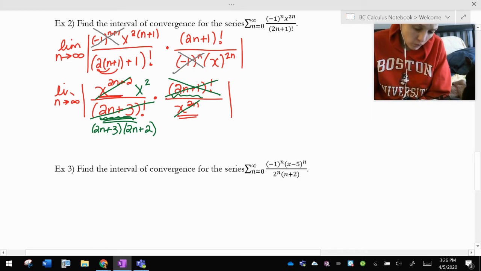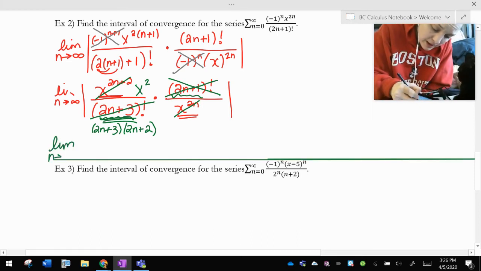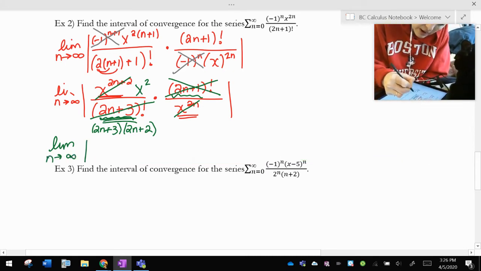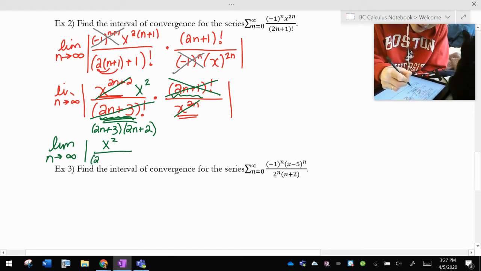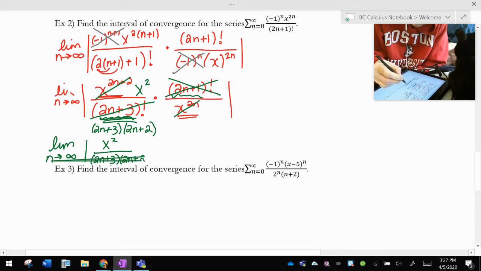So, what do I have left in this mess? I really now have the limit as n approaches infinity of x squared over 2n plus 3, 2n plus 2.